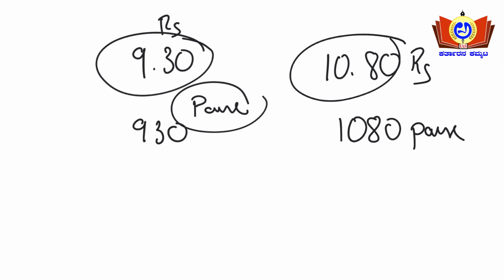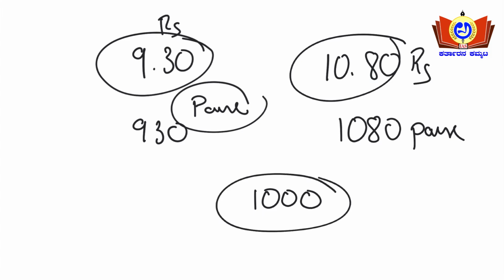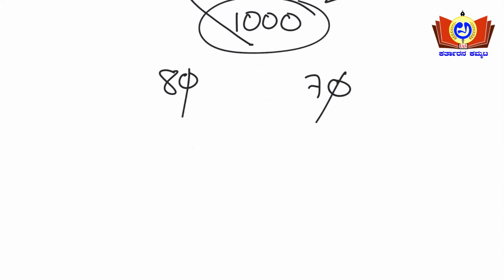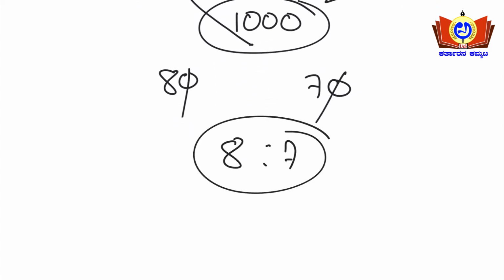What they are telling is you need to mix these two different qualities of rice so that the mixture is worth 10 rupees. 10 rupees is nothing but 1000 paisa here, okay? So 1080 minus 1000 is 80 and 1000 minus 930 is 70. So this zero is cancelled. The required ratio is 8:7. Simple question, guys, okay? So moving on to the next problem.